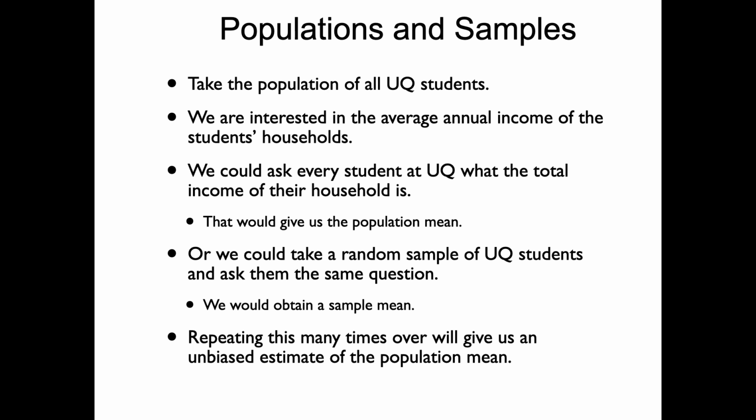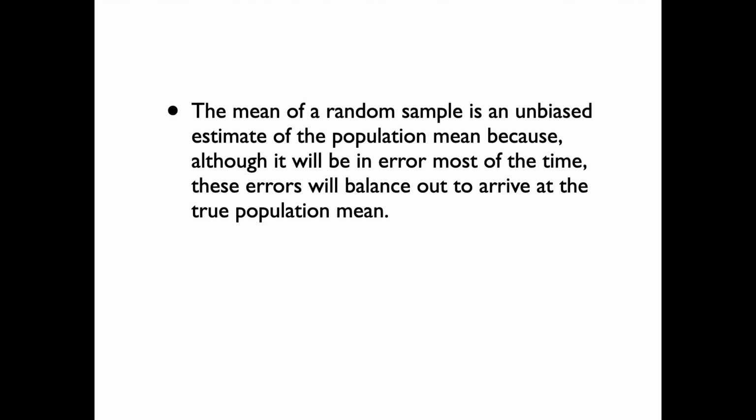So it turns out that any one sample mean is a pretty good unbiased estimate of the population mean. The mean of a random sample is an unbiased estimate of the population mean because although there will be an error most of the time, these errors are going to balance out to arrive at the true population mean. It's unbiased in that every time you draw a sample from a population and figure out its mean, it could be a little bit off, but it won't be systematically off. It won't be biased, like always underestimating or always overestimating the population mean, the population parameter. So that's one thing we like about sample means: they're an unbiased estimate of the population mean.